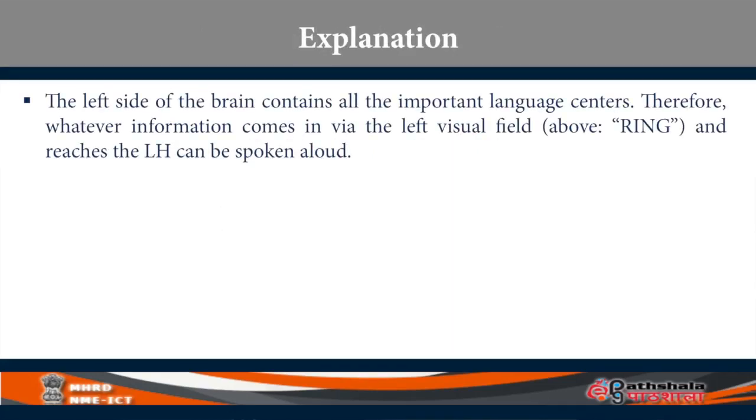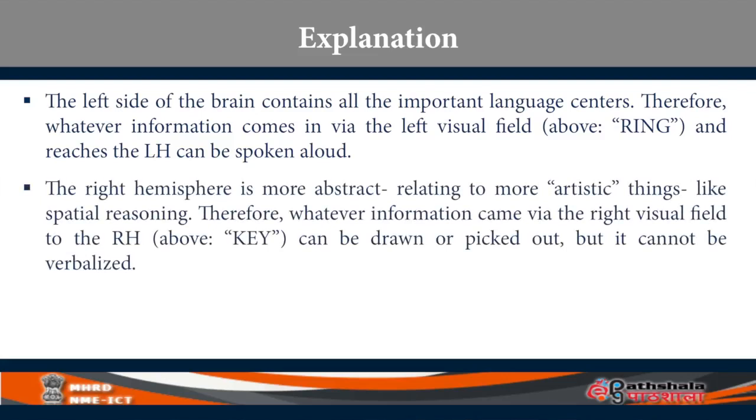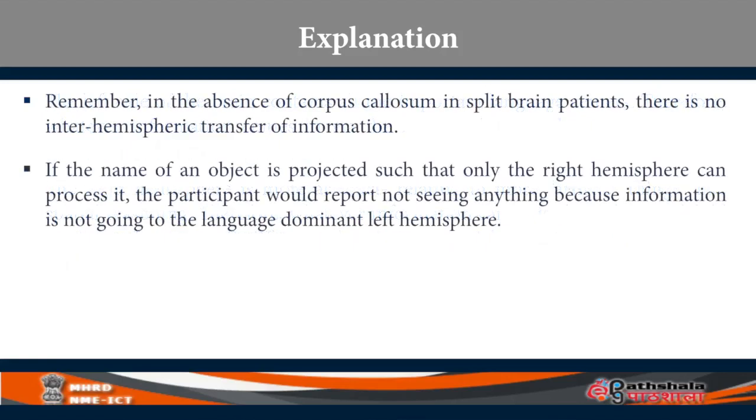The left side of the brain contains all the important language centers. Therefore, whatever information reaches the left hemisphere through the left visual field, in the picture it is a ring, and it is spoken aloud clearly. The right hemisphere is more abstract, and it relates to artistic things, spatial reasoning, stereognosis, and therefore information which reaches the right hemisphere via the right visual field can be drawn or picked out or identified, but not named as well as in the other case that I have just explained.